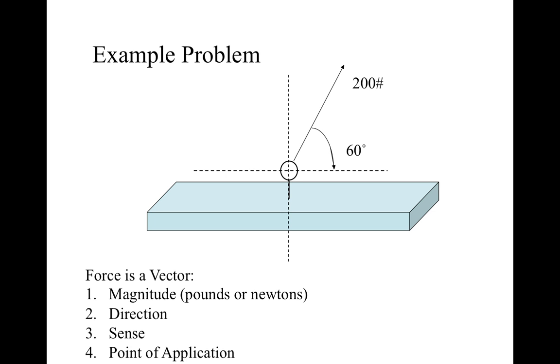Now, this force is a vector with these characteristics: 1, magnitude, or length; 2, direction; 3, sense, where the sense is considered to be positive if it is directed upwards or towards the right, and negative if it is directed downwards or towards the left. And 4, the point of application, in this case the screw.